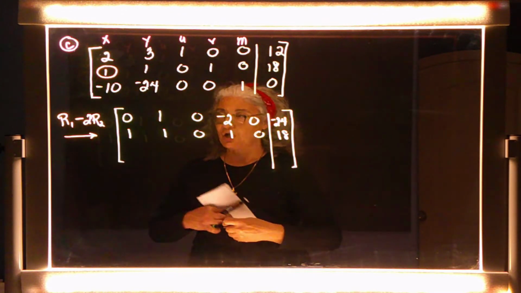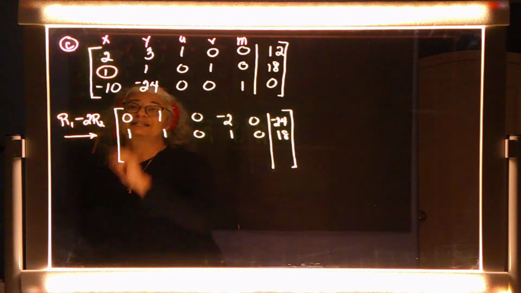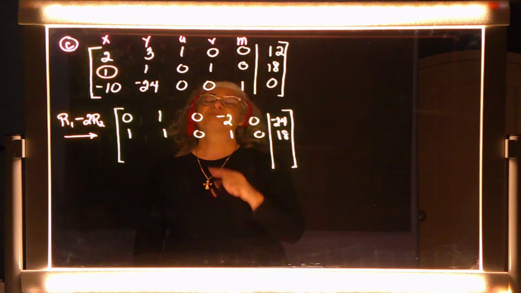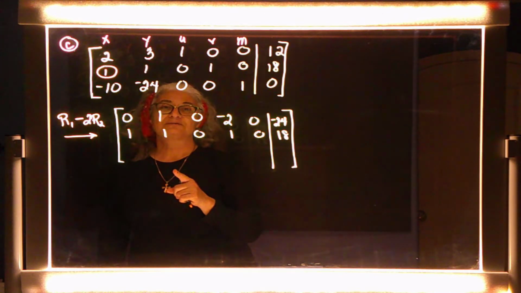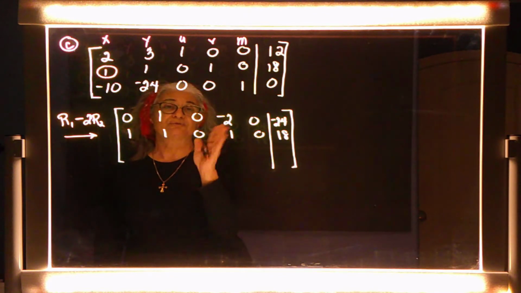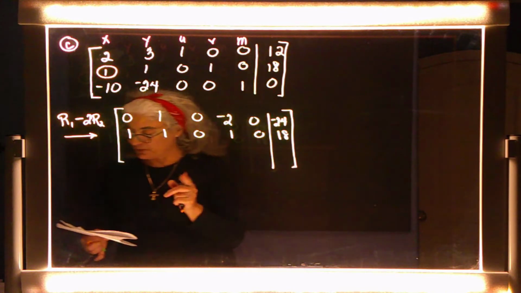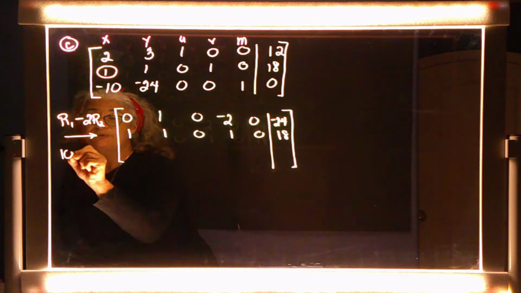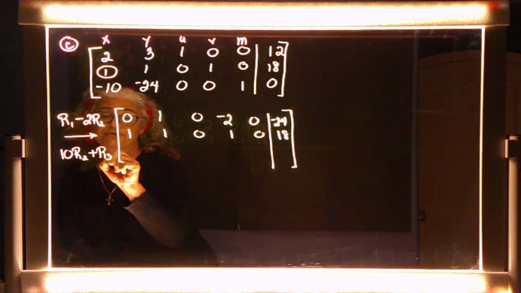Good. All right. And then, now that that's done, we need to get that negative 10 to be a 0, don't we? By using that number 1. So, yeah, we're going to have to multiply this 1 by a 10, which means the whole row, right? And then we're going to have to add it to that third row. So, the way that I've written it is exactly what we just said. 10 times the second row, and we're going to add it to the third row.